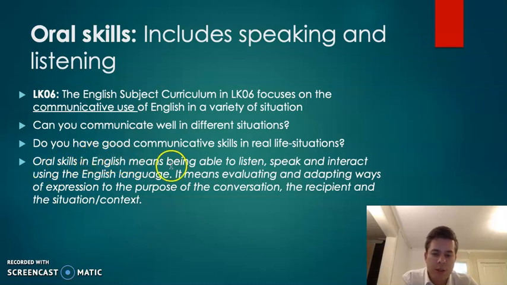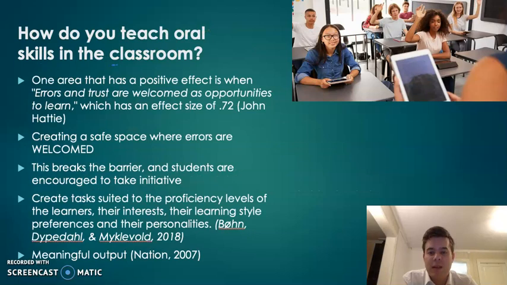So oral skills in English means being able to listen, speak, and interact using the English language. So it means evaluating and adopting ways of expression to the purpose of the conversation, the recipient, and the situation. So you need to be willing to adapt the way you speak, depending on whom you speak to, and in what context. So how do you teach oral skills in the classroom?